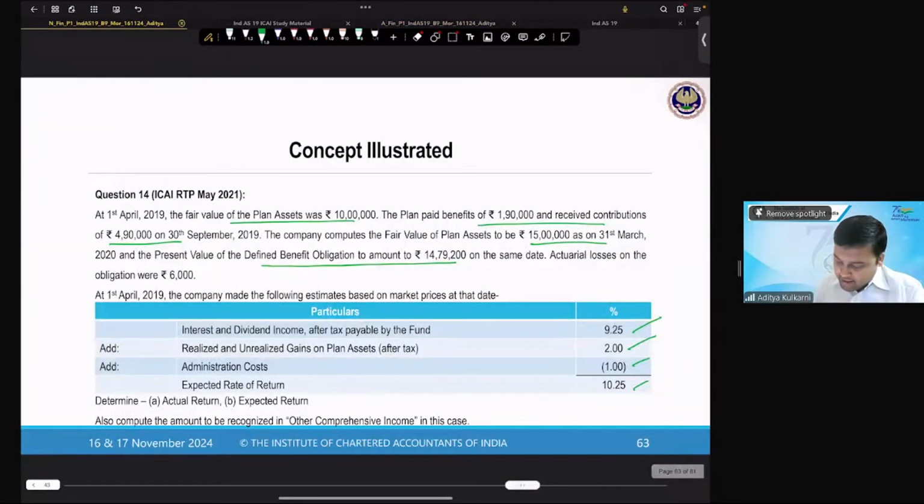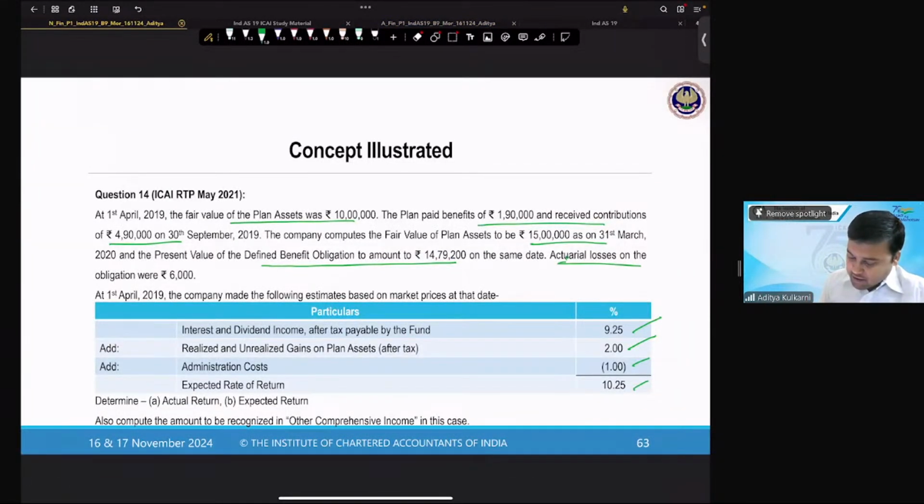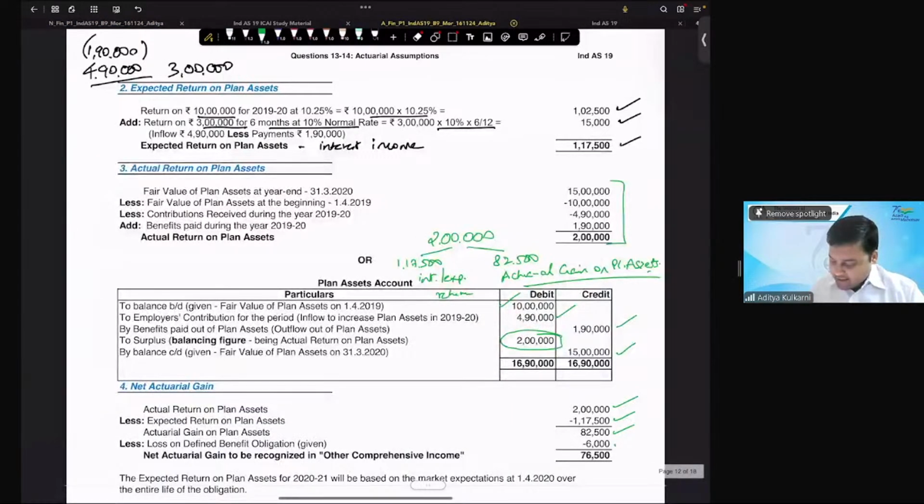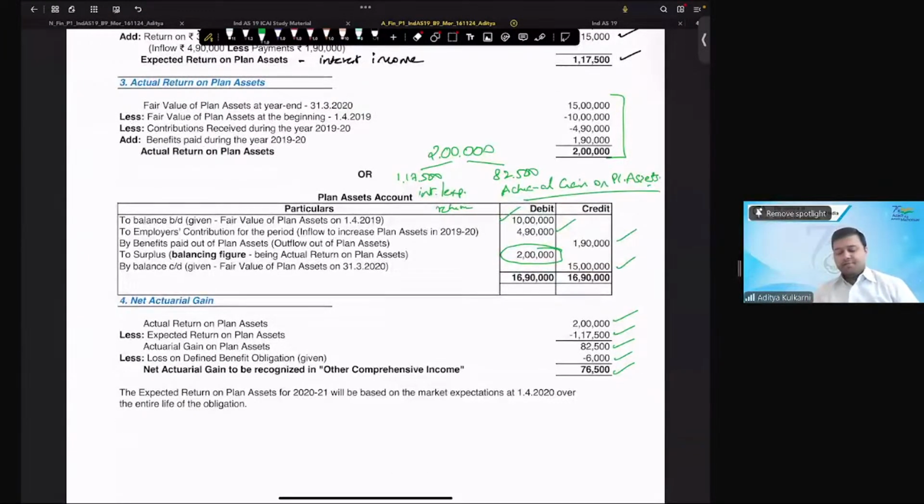And if you look at the question, there is an actuarial loss on the obligation of 6,000. So I will net it off. So minus 6,000. So net actuarial gain to be recognized is 76,500. Did we understand? Yes sir. All right.